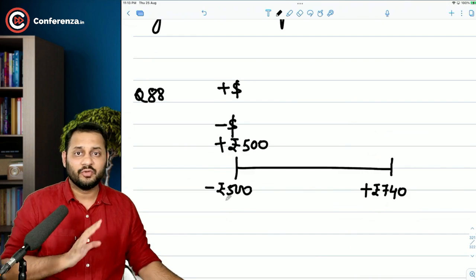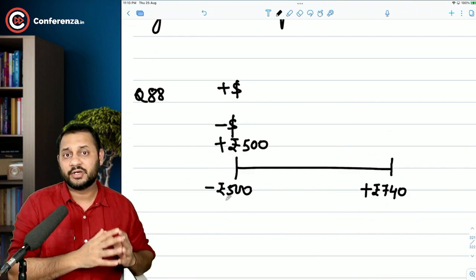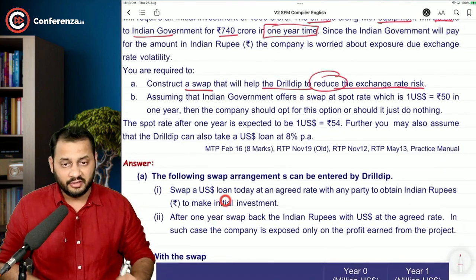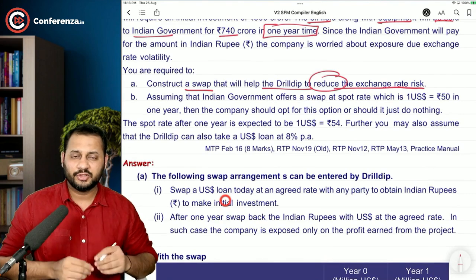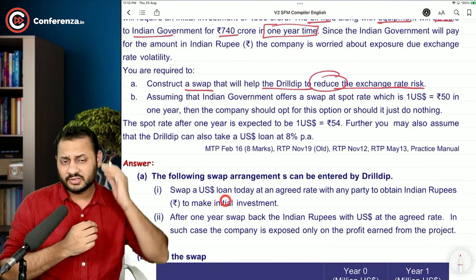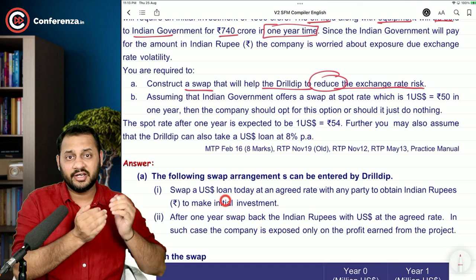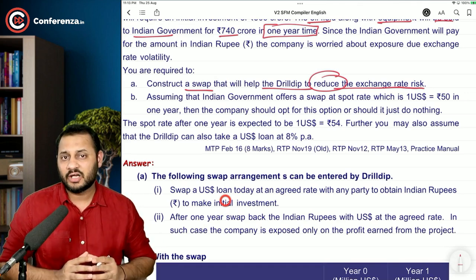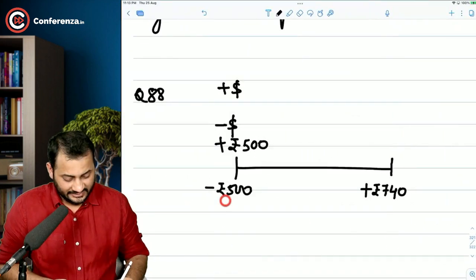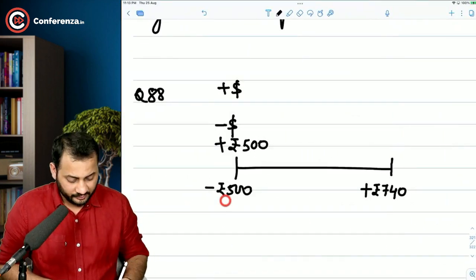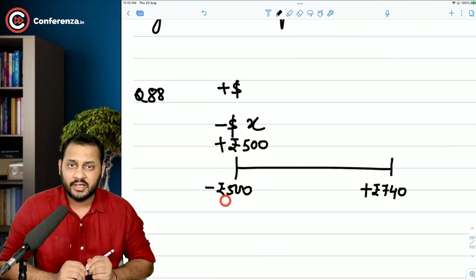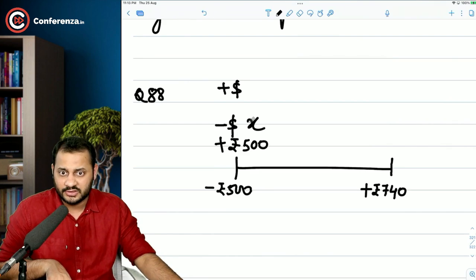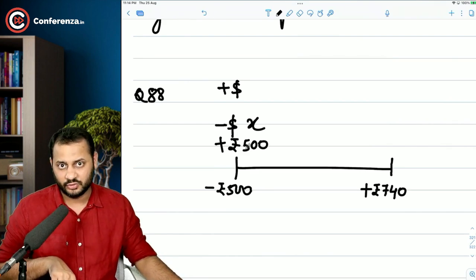Okay, you have to arrange a swap where Drill Dip Incorporation can reduce the risk. They are not saying to just remove the risk. They are saying reduce it to the maximum extent possible. So a type of swap that can be created is like this. Let's say, for example, we go to the Indian government or some other bank and we say that today we are selling you X dollars and receiving 500 crore rupees.